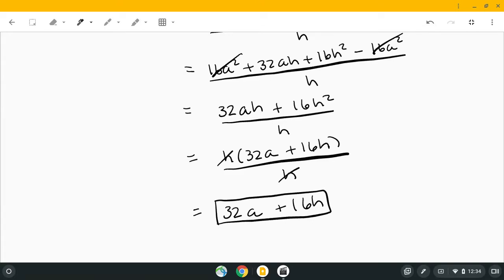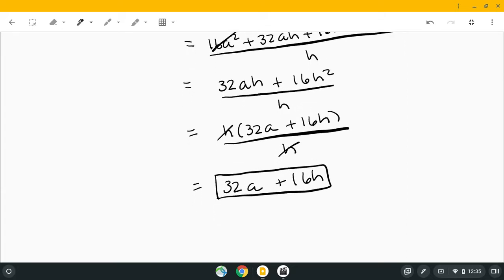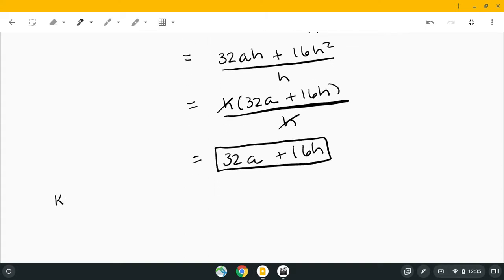So if you didn't quite get that, like I said, it's a little abstract with just letters and no numbers. But the more you do these, the more you get used to it. This here is known as the difference quotient. And we use this in calculus at the very beginning. And what happens is this is leading to the instantaneous rate of change.